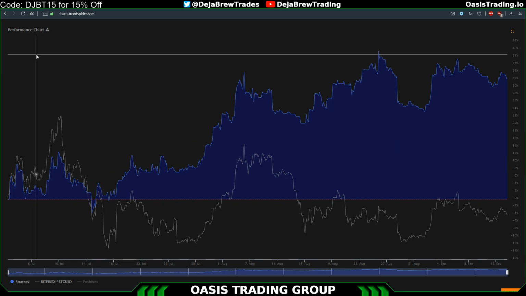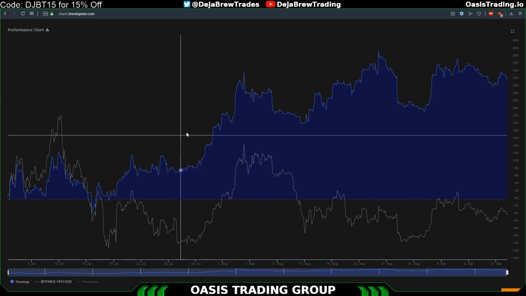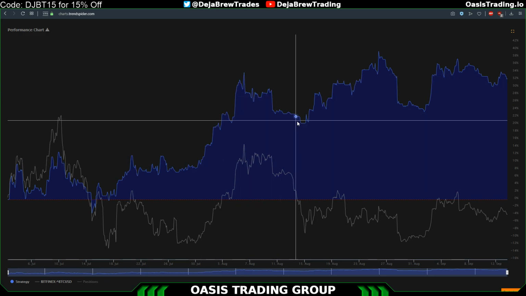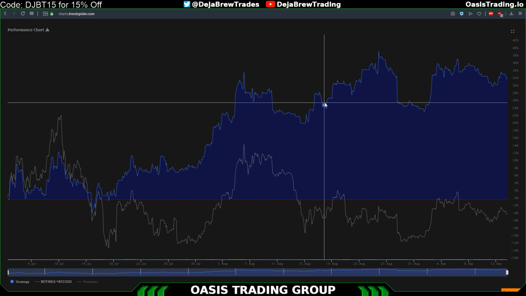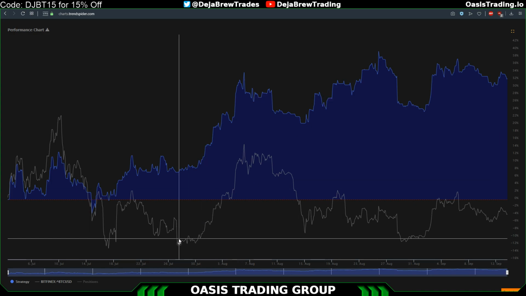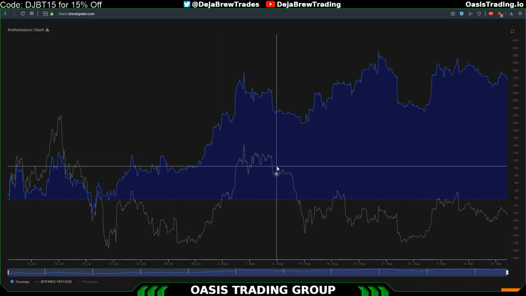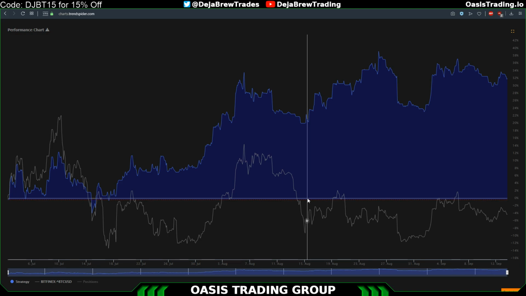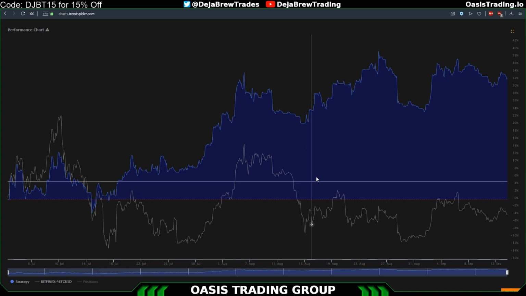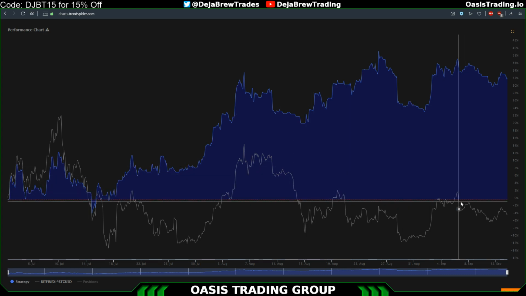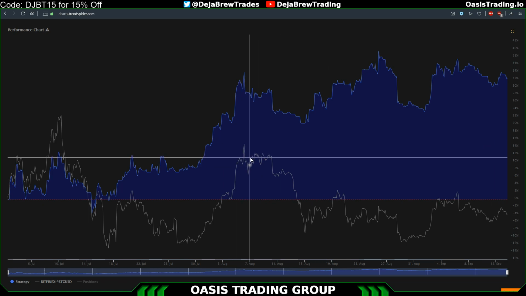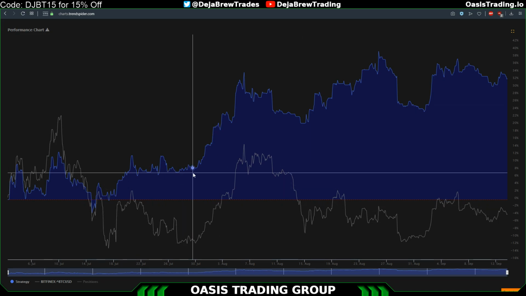So this performance chart, the blue section is going to be how your strategy is performing. So this is your percentage return on investment or return on equity. This line here is going to be how the overall asset that you're looking at performed. So basically like a buy and hold strategy. So if you bought and hold, you'd be down 4% on the past 6,000 candles. But if you did the strategy, you'd be up 32%.